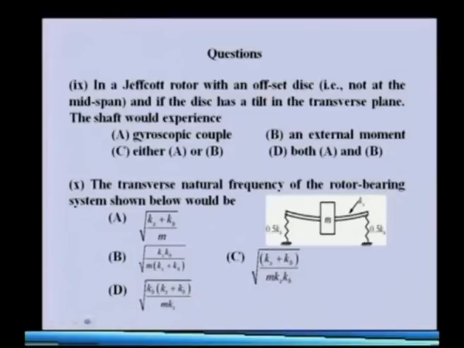Okay. Now, coming to the next question, we have already seen the Jeffcott rotor with an offset disc. If it is not at mid span, we have seen that tilting of the disc takes place in the transverse plane. This would not only exert an additional external moment, but it will also give a gyroscopic couple, which we will see in subsequent lectures, because the disc is spinning and is having precession about its diameter. So, a gyroscopic couple would also be acting.